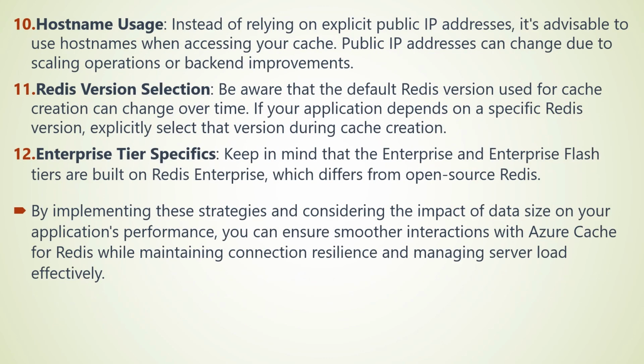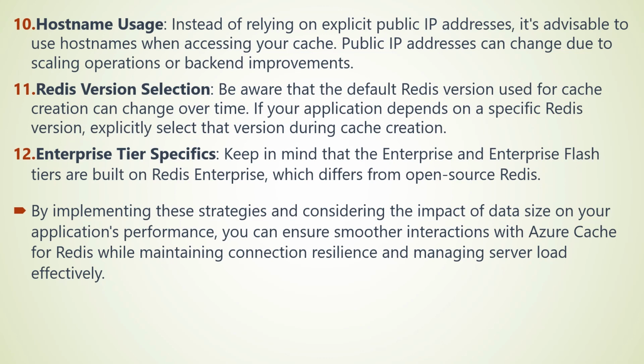Hostname usage. Instead of relying on explicit public IP addresses, it's advisable to use hostnames when accessing your cache. Public IP addresses can change due to scaling operations or backend improvements. Redis version selection. Be aware that the default Redis version used for cache creation can change over time. If your application depends on a specific Redis version, explicitly select that version during cache creation.